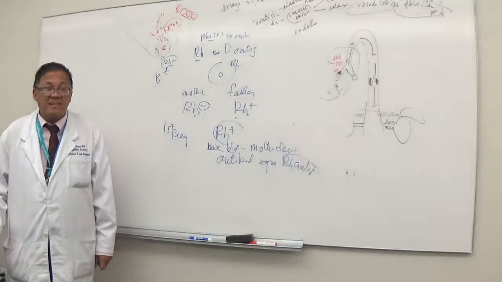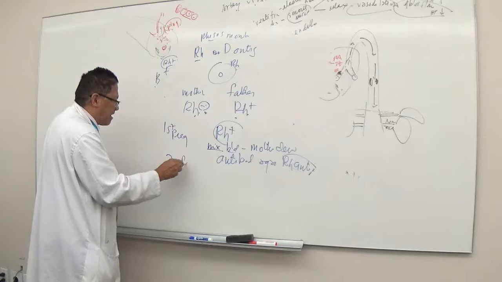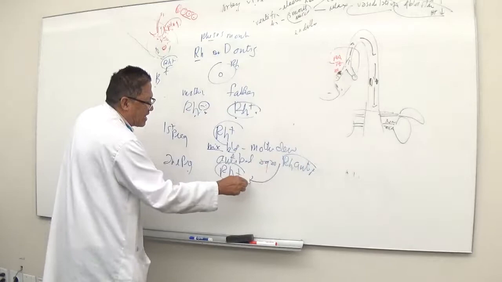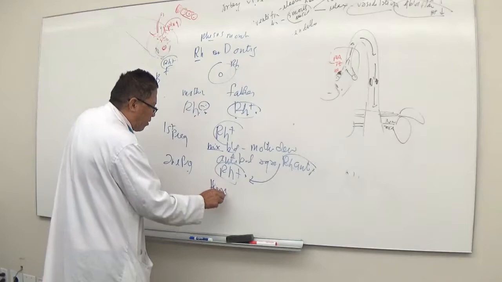Very bad. Mama and papa have sex, second pregnancy. Again, the baby is Rh positive. It's the father's fault. Or nobody's fault. Guess what? What will the antibodies do? Attack the second baby during the 8th or 9th month of pregnancy. It's called what? Hemolytic what?